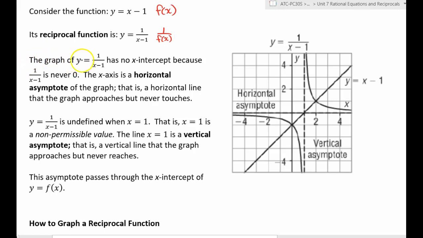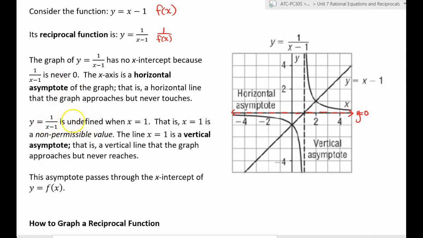The graph of y equals 1 over f x minus 1 has no x-intercepts, and we see it over here on the right-hand side because it is never 0. The output is never 0. The x-axis is a horizontal asymptote of the graph. So again, we see this is our x-axis. I'm never coming into contact with the reciprocal function. Okay? So you can't really see the dashed lines very well, but they are there. We have a horizontal asymptote at y equals 0.